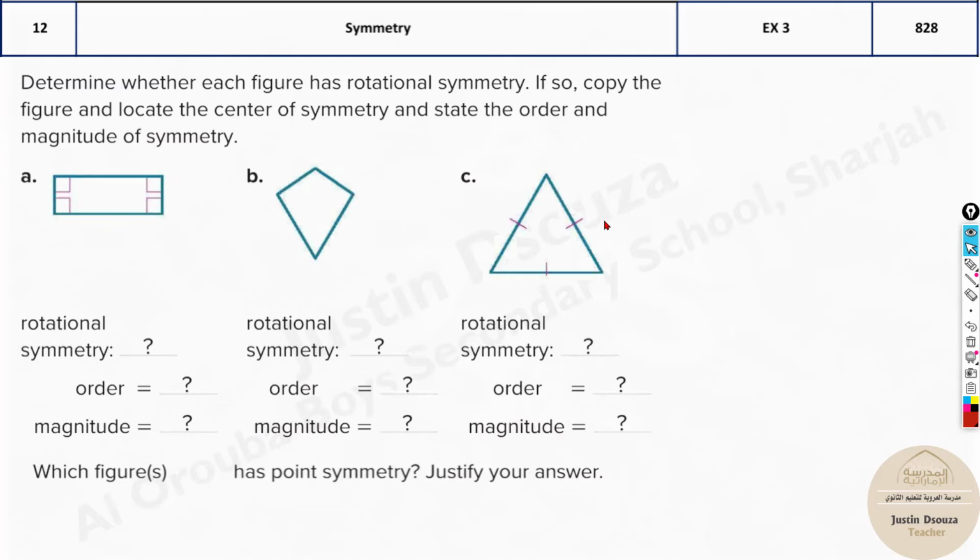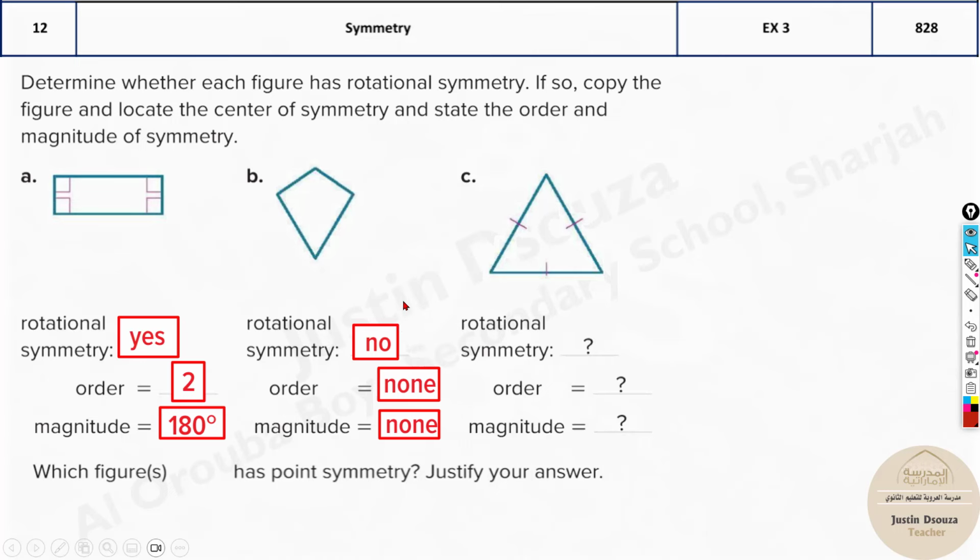Let us look into a check problem as well. You can try this by yourself. Please do it by yourselves and then check the answers. Here, yes, there is rotational symmetry, you can say for sure. But now, since the shapes and sides are not the same, the order will be 2 and it's 180 degrees, just like the previous problem. What about this? No, there is no way you can get it onto itself. There is no order, no magnitude.